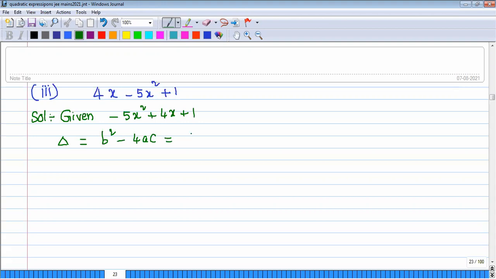b is 4, 4 square. Both coefficient and delta. Let us see. 4 square minus 4 into a is minus 5, c is 1. 16 plus 20, 36 is positive. Now theorem number 1.4. Sir, 16, sir. You wrote 6. Yes, 36. 36 also positive.